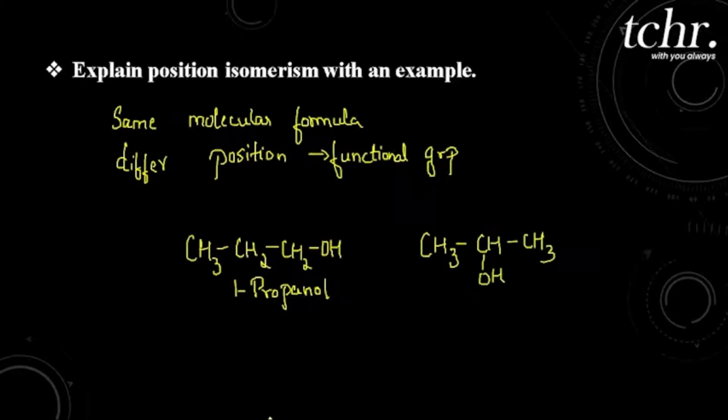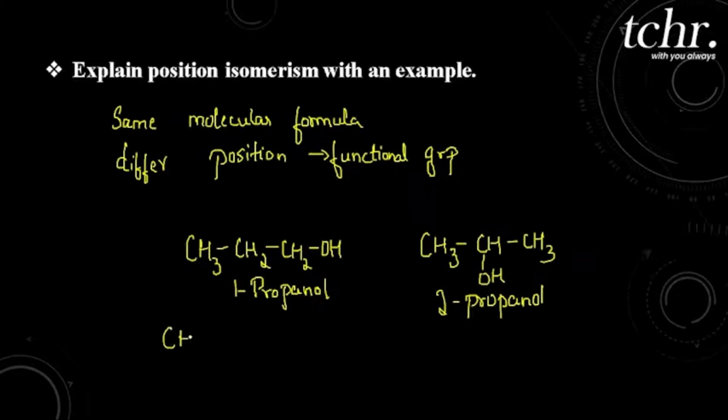They have the same number of carbon atoms, the same hydrogen, as well as the same number of oxygen. But this is 1-propanol, whereas this one is 2-propanol, right? What is the difference? Same molecular formula, right? The difference is they vary in the position of the OH functional group, right? So this is known as position isomerism.